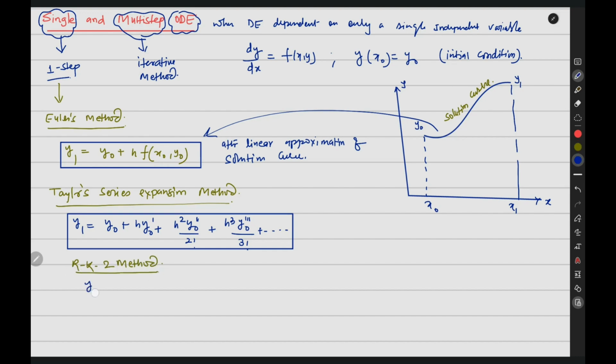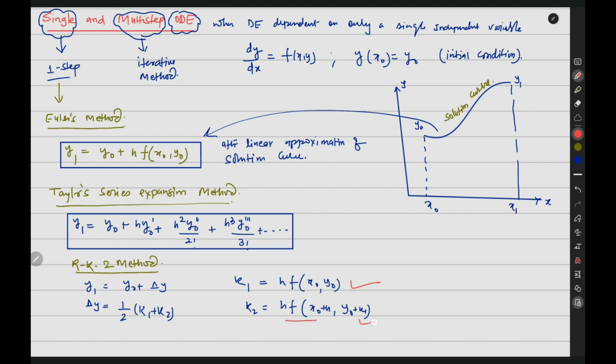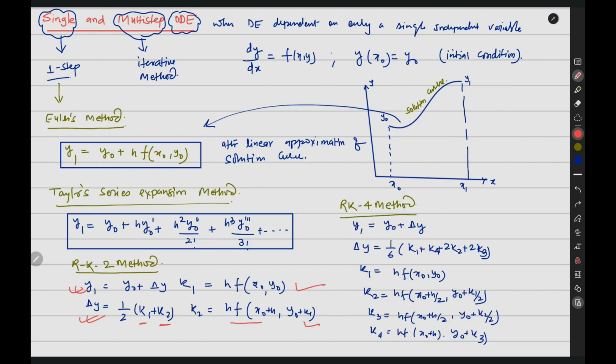In this case, the y1 value is y0 plus delta y. Delta y is calculated as half of k1 plus k2, where k1 equals h f of x0, y0, and k2 equals h into f of x0 plus h, y0 plus k1. So first of all we will calculate the k1 term, then we will calculate the k2 term where k1 is required, then with the help of k1 and k2 we will calculate delta y. Now we will see the RK4 method.